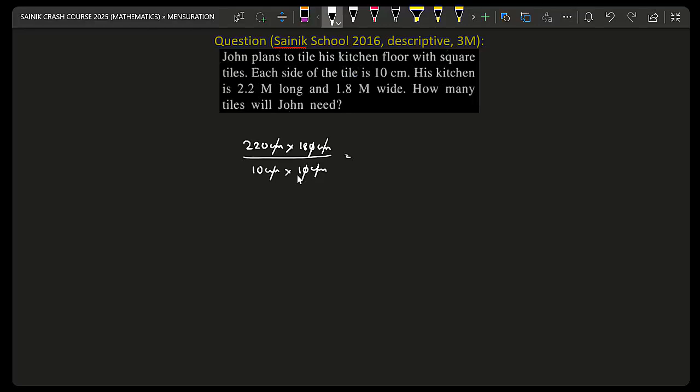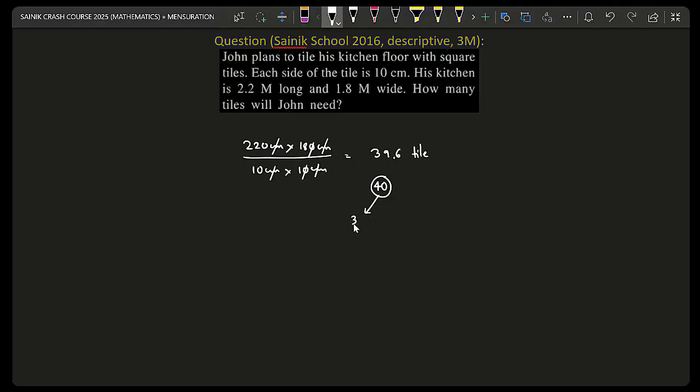So 22 into 18. What are you getting? So 396. And divided by 10 means we can use the decimal point. Okay, 39.6 tiles. That means minimum how many tiles we have to purchase? So 39.6, no, 40 tiles we have to purchase. Okay, 40 tiles we need to purchase.